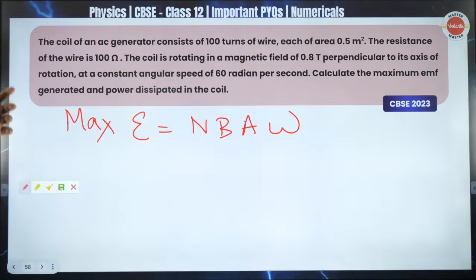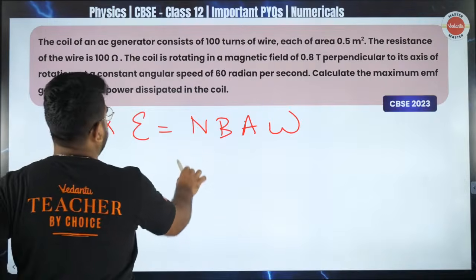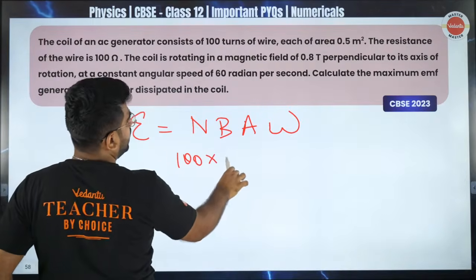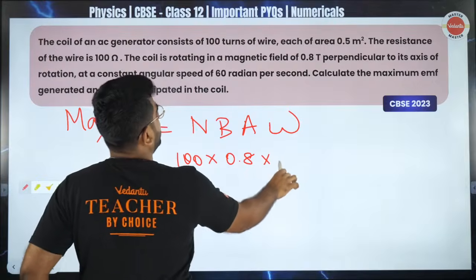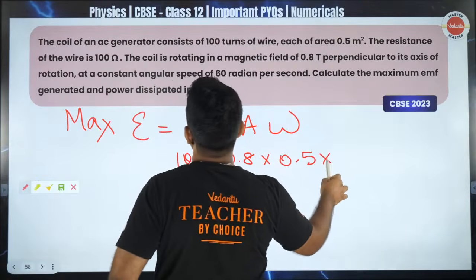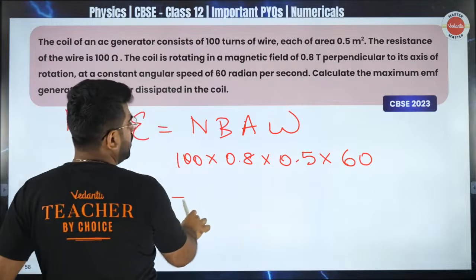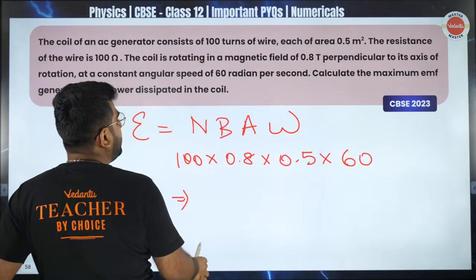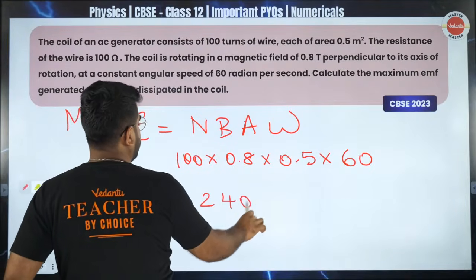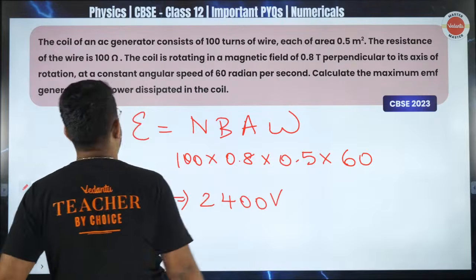Great. So now you can figure it out. N is 100. B is 0.8. A is 0.5. Omega is 60. So what will that be? 40, so it's 2400. So 2400 is your answer.